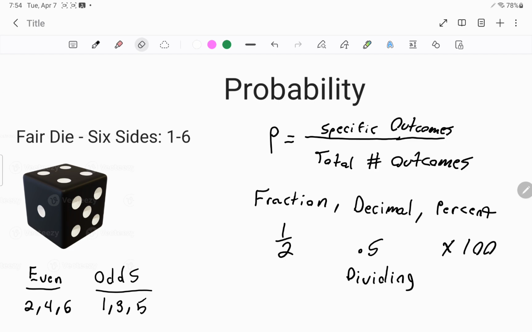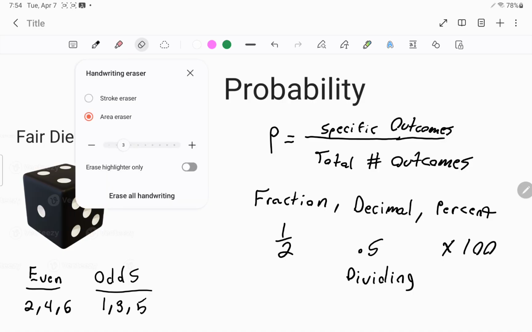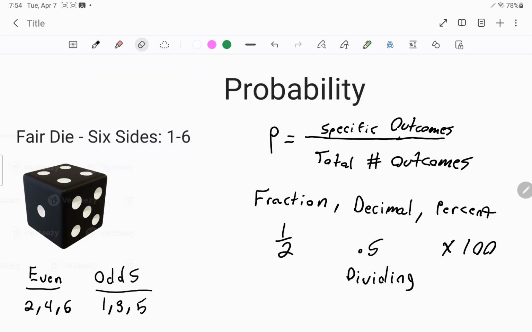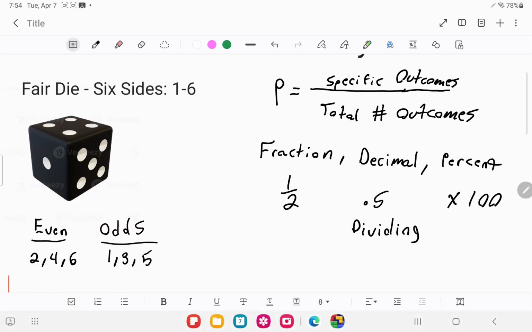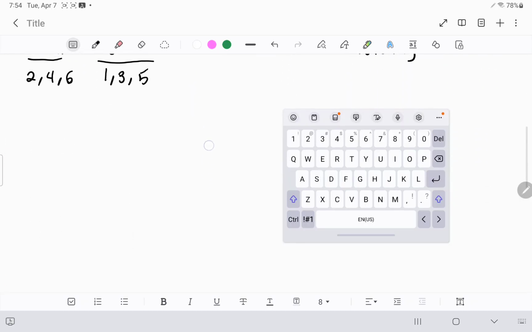For this one, I'm going to do 3 separate videos, one for the fair die, one for the bag, and one for the deck of cards. That way they're not too long. All right, let's go ahead and move this up.